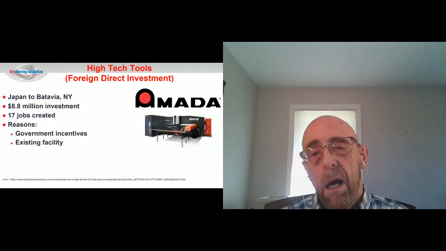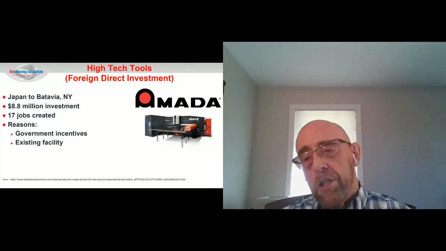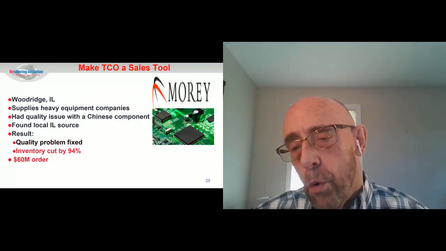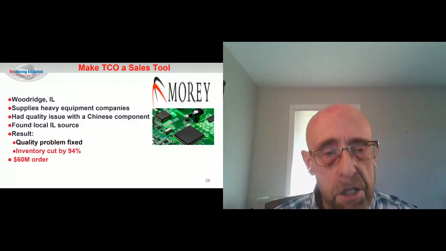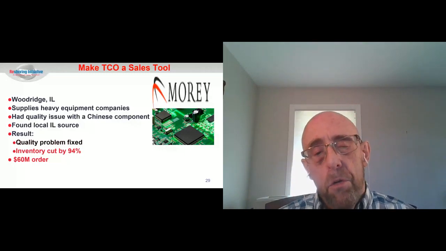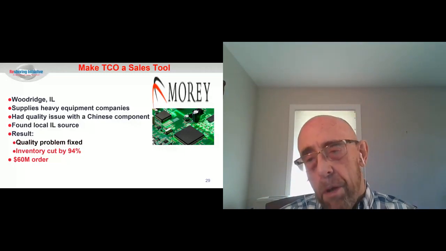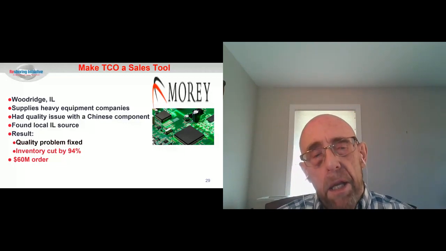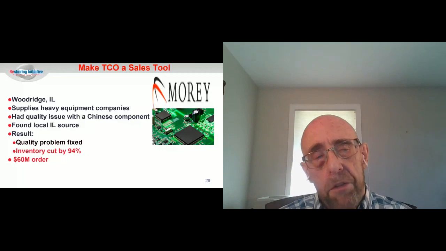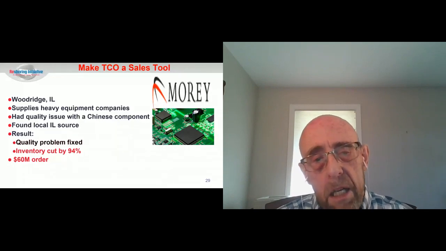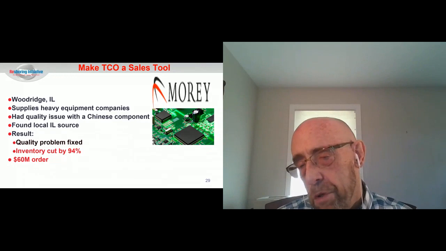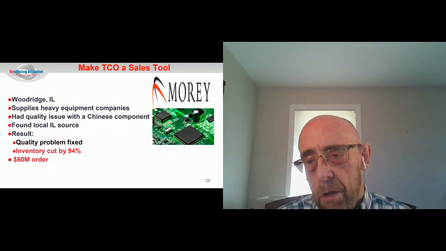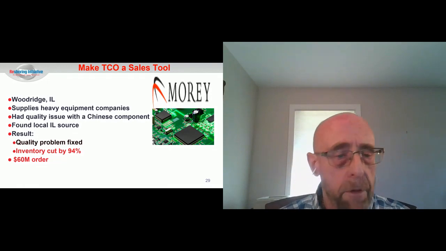Next. So this is my favorite case of all. Mori Corp. They're an EMS company. They produce printed circuit boards and related electronic systems. And two things. First, they had a problem with a housing. They were forced to reshore it because of quality. And when they did that, they found that they cut their inventory by 90% or 94%, just by reshoring. No other act. Can you imagine making your OEMs, your customers, happy by cutting their inventory in half?